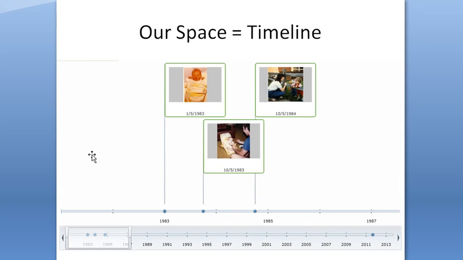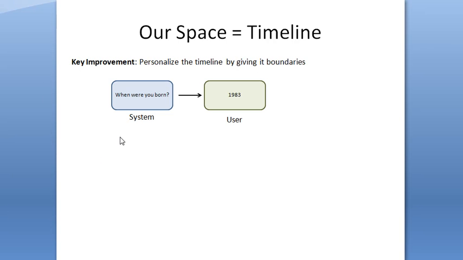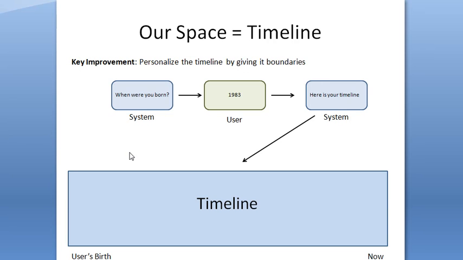Our space is the timeline, and I think the key improvement we can make here is we can personalize the timeline by giving it boundaries. Let me give you an example user interaction flow here. So you've just signed up, and the system starts by saying, when were you born? And you say, in my case, 1983. And the system says, here's your timeline.